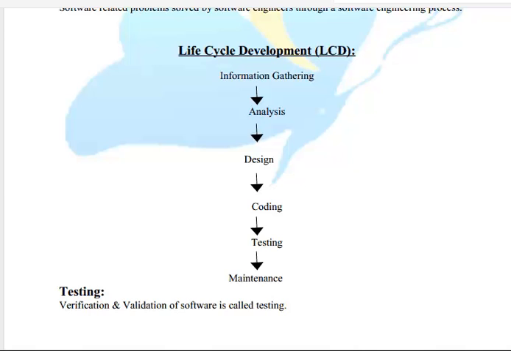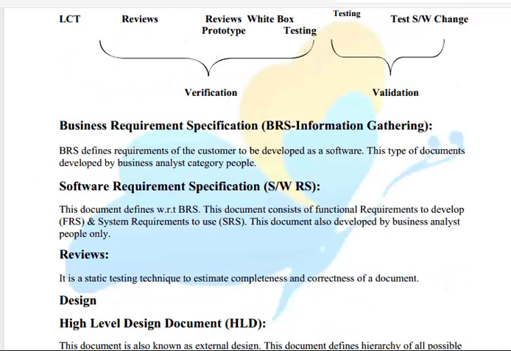Once the BRS is prepared by the business analyst people, the BRS will be again divided into the SRS document. They will divide the BRS document into functional requirements to develop and system requirements to use. The functional requirements document is known as FRS. The system requirement document is known as SRS. These documents are also generally developed by business analyst people only.